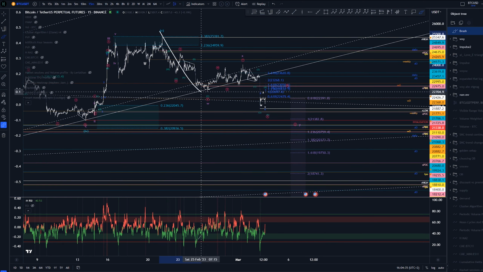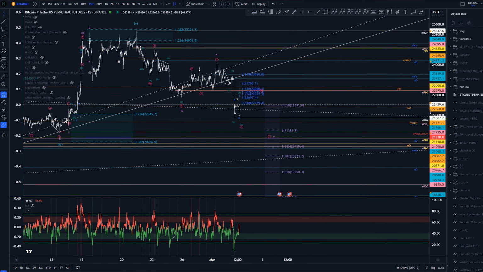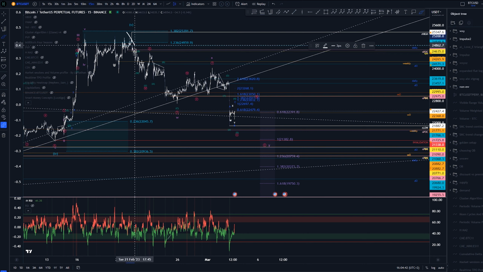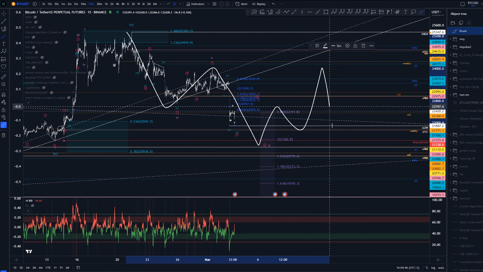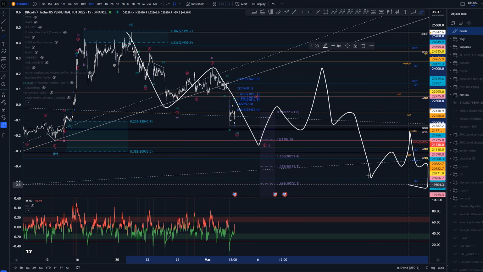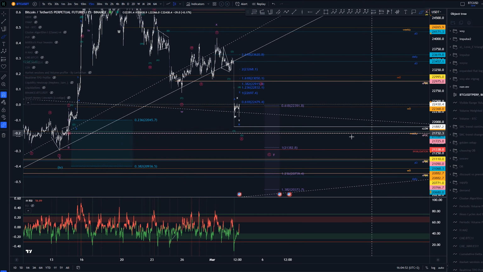This move here for me is corrective. It does not mean that we can't have a multi-wave structure downwards. We can still create that diagonal in here. This would be wave 1, 2, 3, 4 and 5, and create that diagonal look here. But again, that is a very high time frame in comparison to these moves.